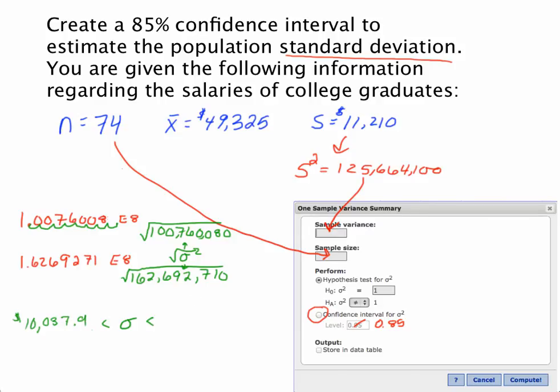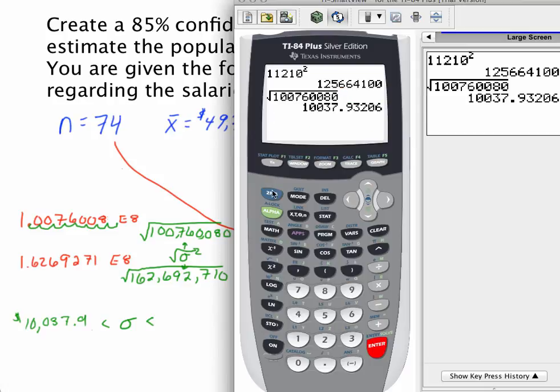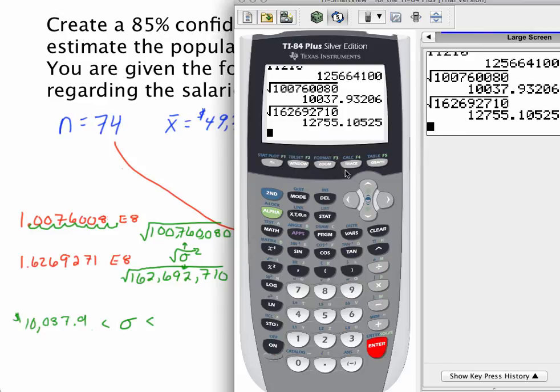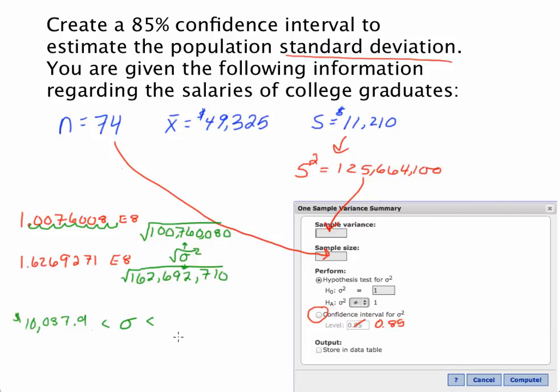And then for the upper limit, let's put that in. So I want to take the square root of 162,692,710. Or I said that wrong again. 162,692,710. And when you put that in your calculator, you get about 12,755.1.